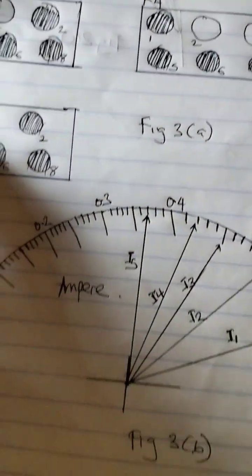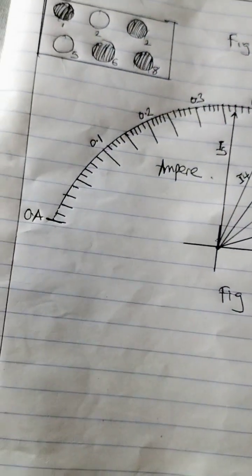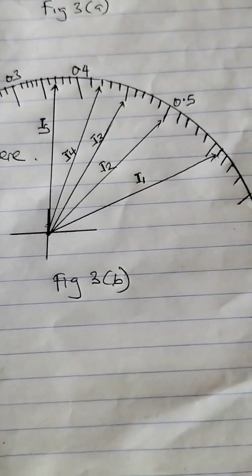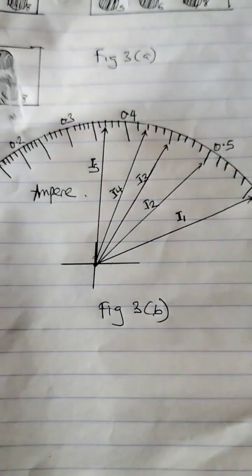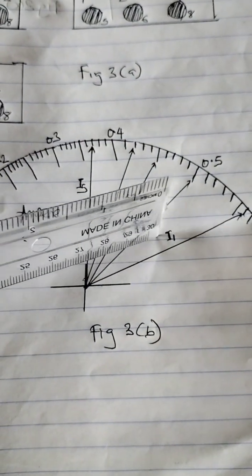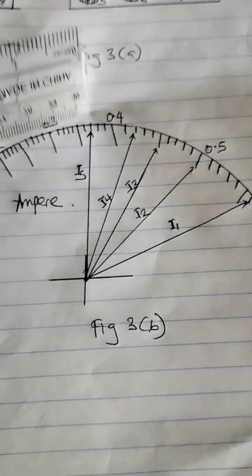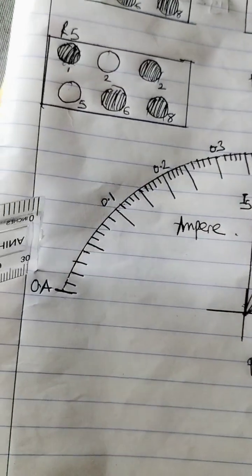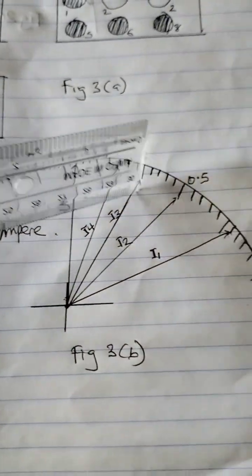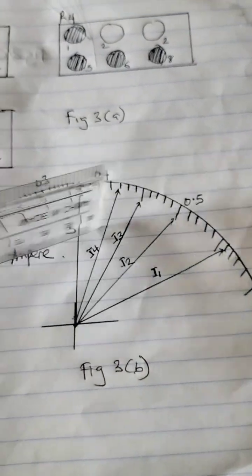We'll now have another diagram there. That is the ammeter readings. We'll have the ammeter readings. So you see the ammeter needle. For the first current, I1, you can see the scale moving from 0 to 0.6.